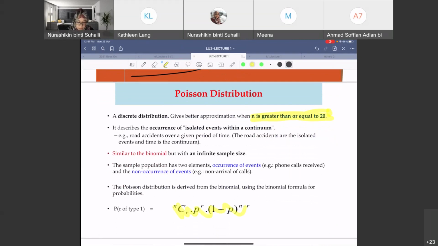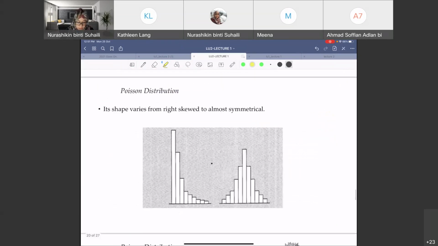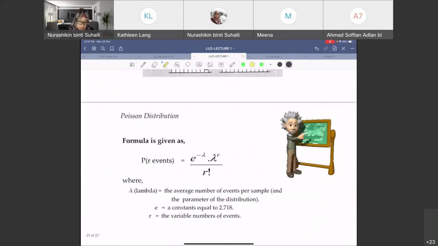Okay, this is the formula of binomial. For Poisson, it has its own formula, which is actually much simpler. So this is the formula for the Poisson. E is the constant. If you go to your calculator, you can see that there is an E, right? E to the power of something. You can use that button to find the value. So E is a constant.